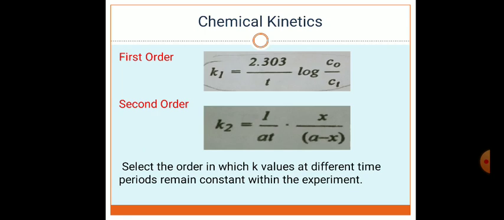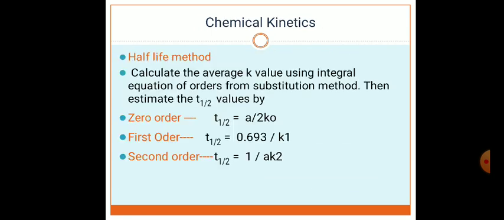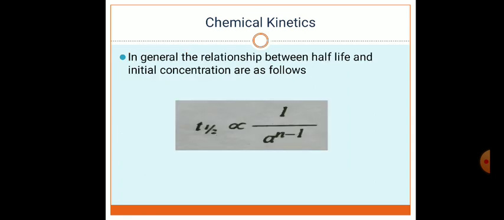at different time intervals, and select the order in which the k value at different time periods remains constant within the experimental error. And the third one, the half-life method, in which the average k values are calculated using the integral equation of each order from the substitution method, then t-half values are estimated using the three equations for zero order, first order and second order. Then a general relationship, that t-half is directly proportional to 1 by A raised to n minus 1.